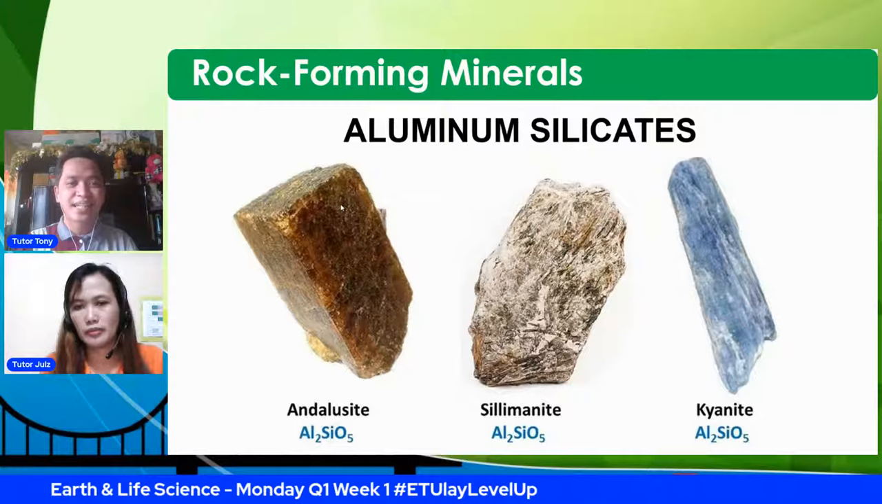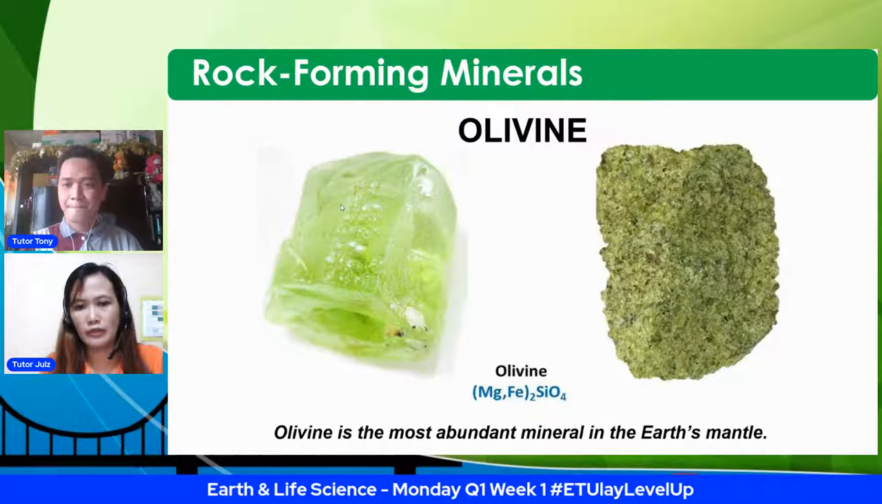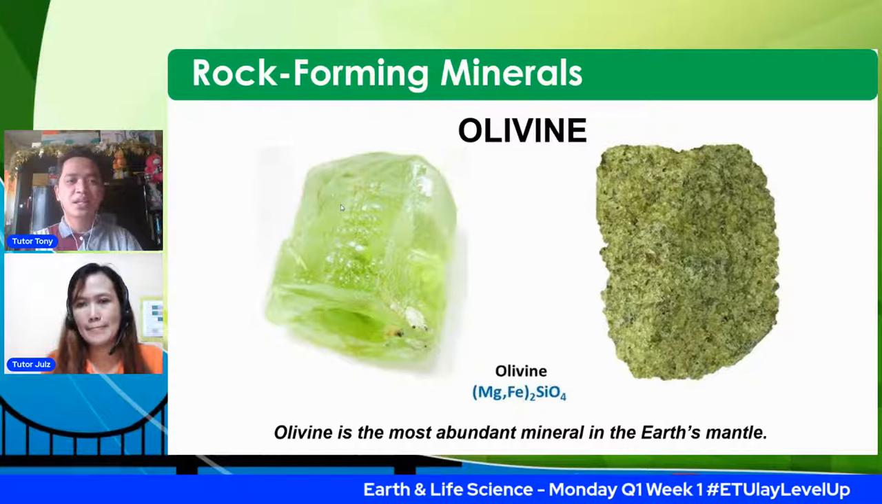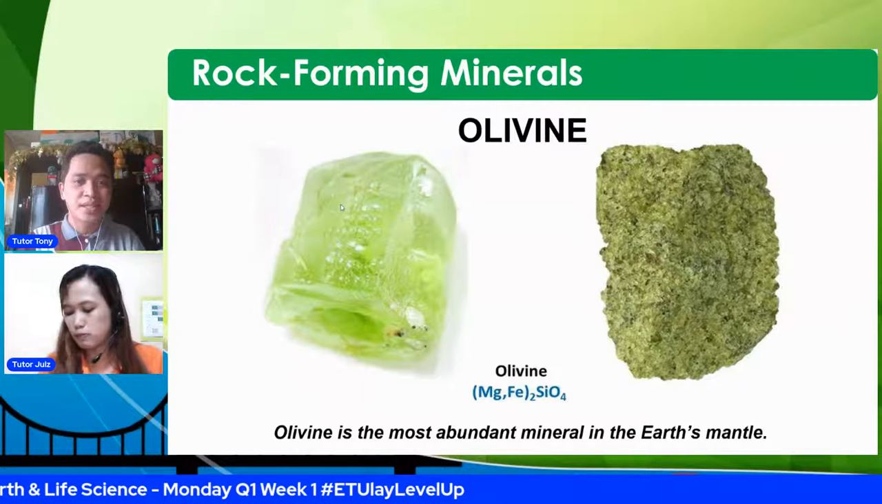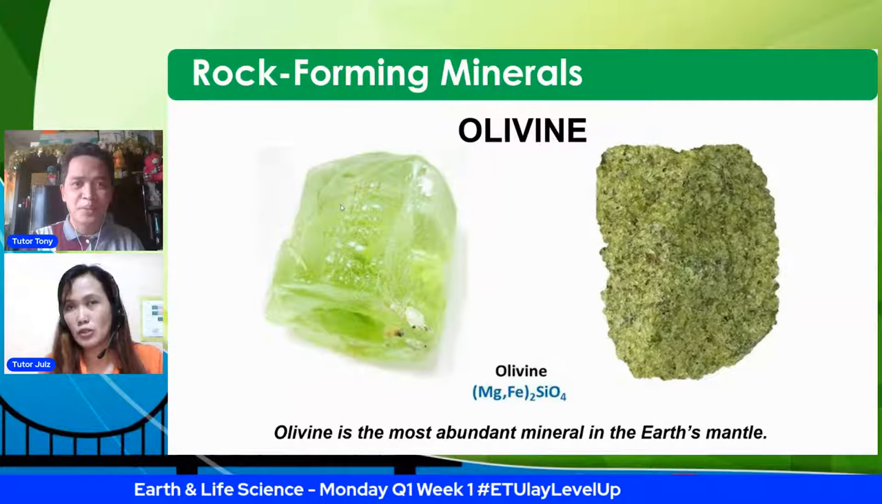And next, the dark-colored rock-forming minerals. Okay, so this one is the dark naman. The olivine, which consists of magnesium, iron, silicon, and oxygen. It is the most abundant mineral in the Earth's mantle. So kanina sa crust, the feldspar is the most abundant sa crust. This time for the mantle, ito is olivine. So maka-encounter pa natin yung olivine sa mga next na tutorial sessions natin when we study about the different types of rocks.